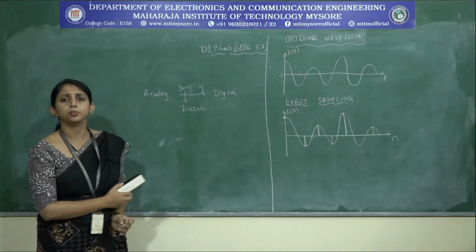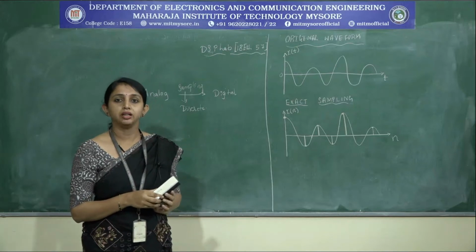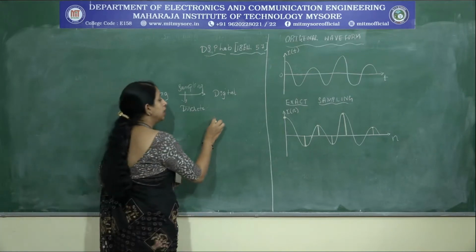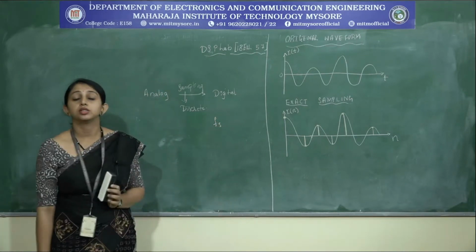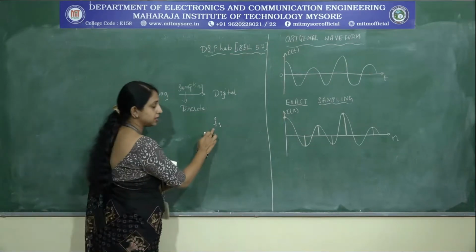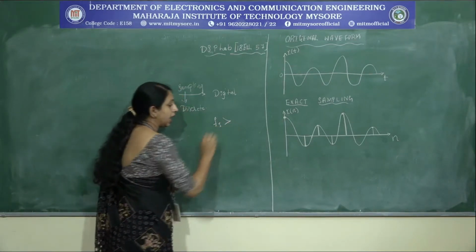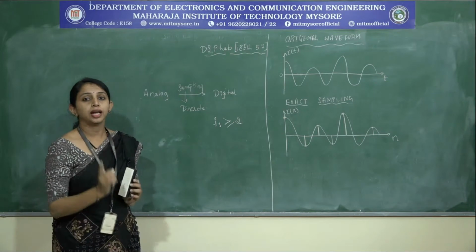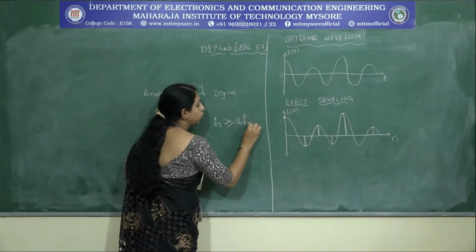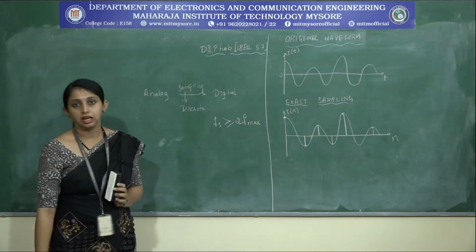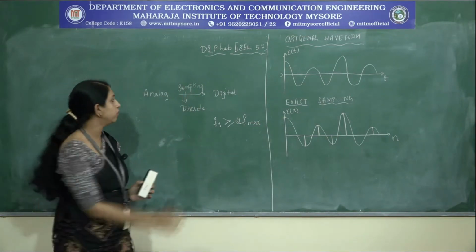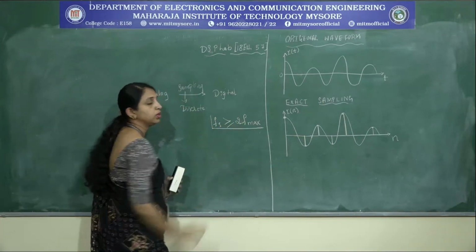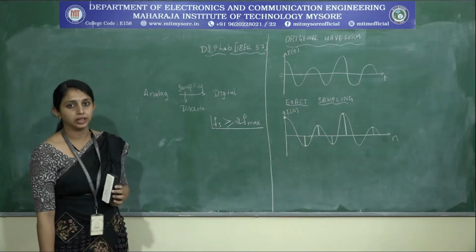This sampling has to be done according to the rate called the Nyquist rate. This Nyquist rate is nothing but the sampling frequency, which is always indicated by Fs. This should be greater than or equal to twice, that is 2 times, the maximum frequency of the message signal. So this condition is very important for the sampling process, where Fs is greater than or equal to twice the maximum frequency.